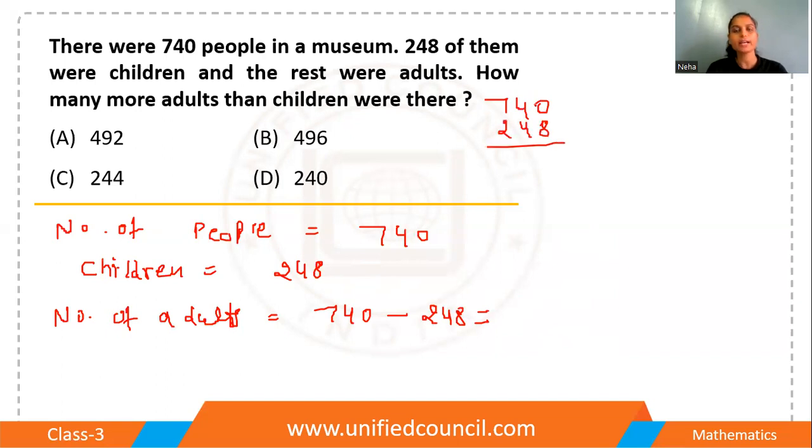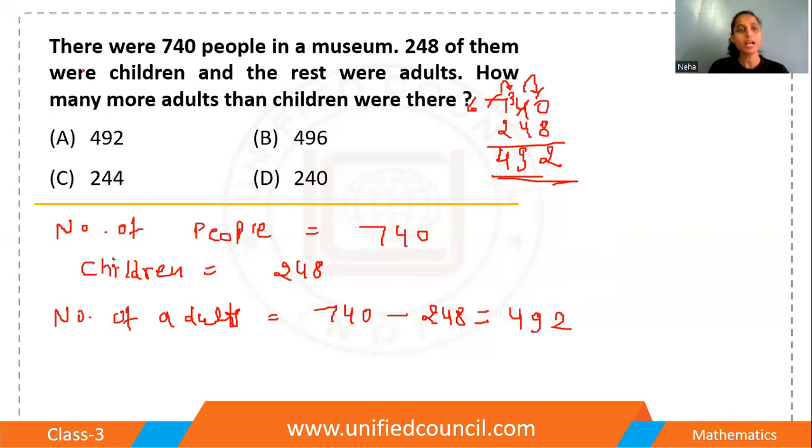248. So first of all, I can't subtract, so I have to take a carry. This becomes 10. 10 minus 8, this is 2. Now this is 3. So 3 minus 4, again I can't do it, so I have to take the carry. This becomes 13. 13 minus 4, this is 9. Okay, this becomes 6. 6 minus 2, this is 4. This is 492. So how many adults are there? 492 adults are there.